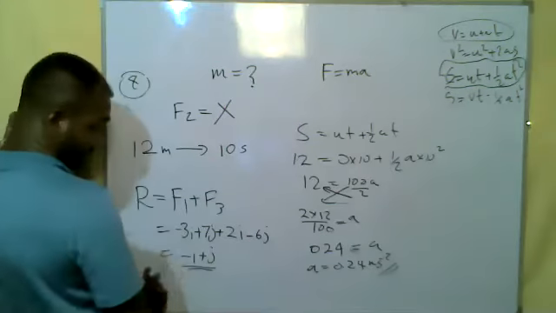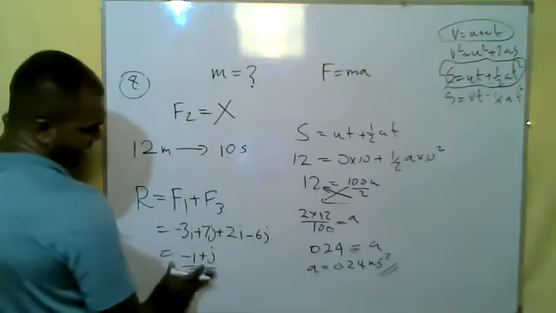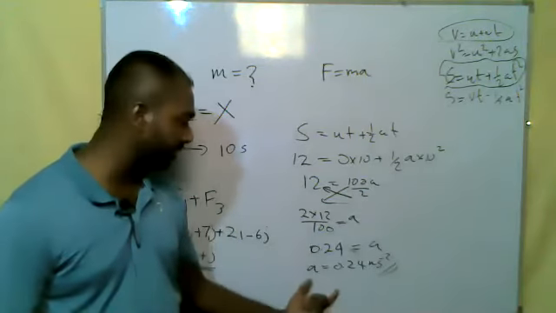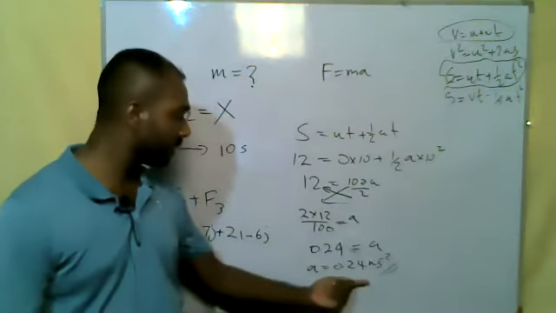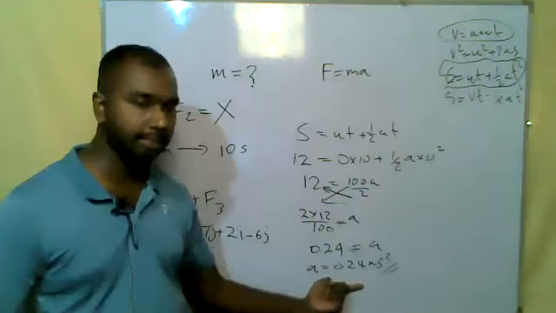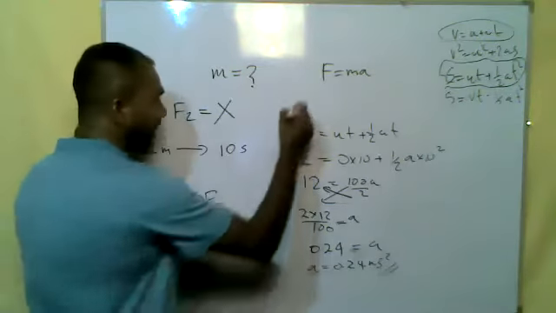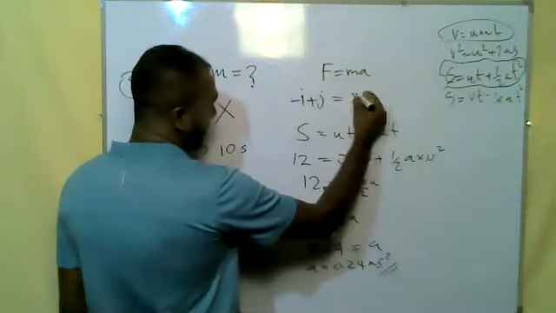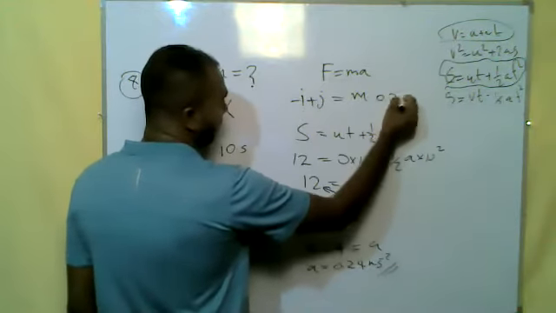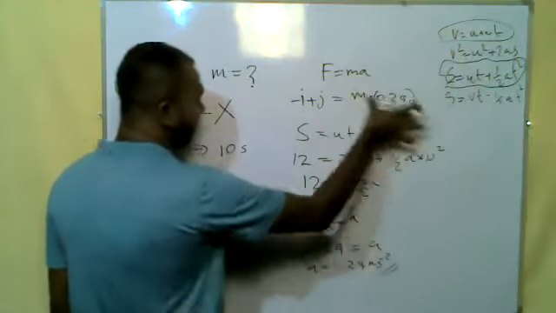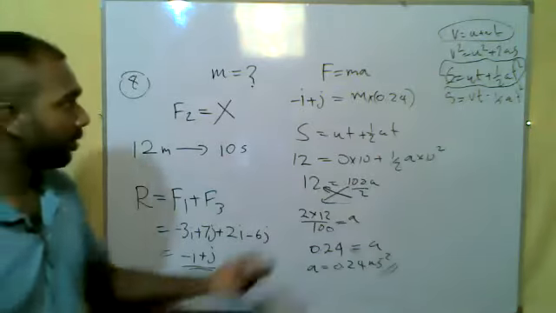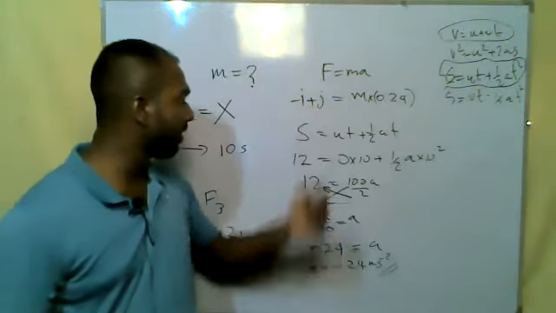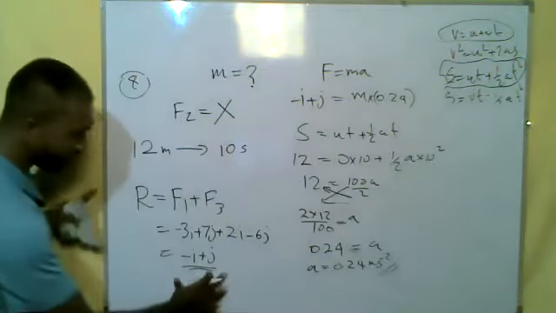Yeah, we know the resultant force, but it is in vector format. The acceleration is not in vector format; we know only the magnitude of the acceleration. So we can't write minus i plus j equals mass times 0.24. If we write it like this, it is going to be wrong. So we have to find the magnitude of this force also. What is the magnitude of this force?